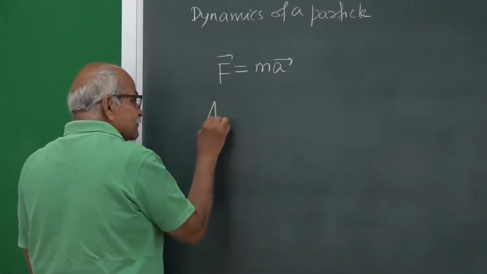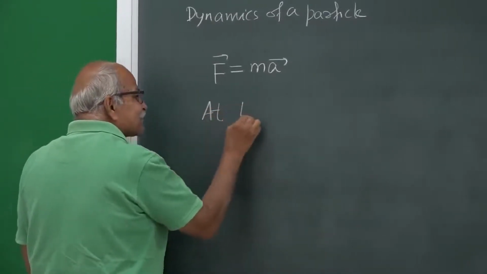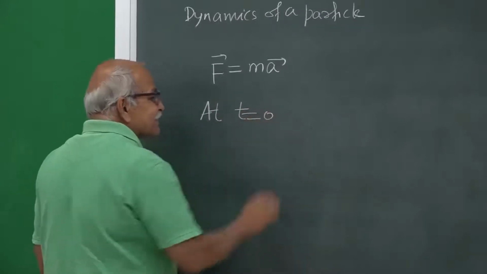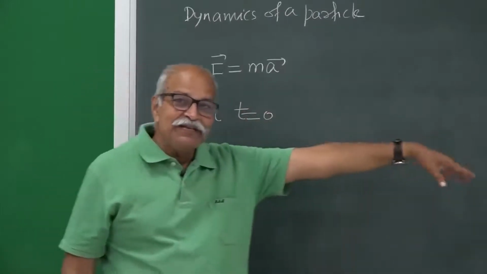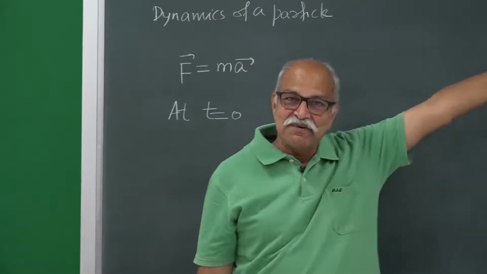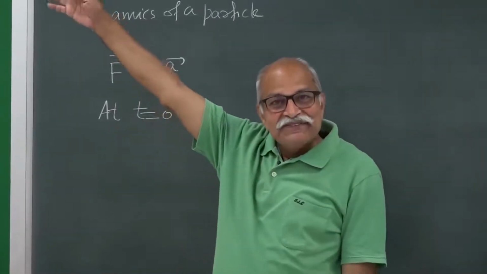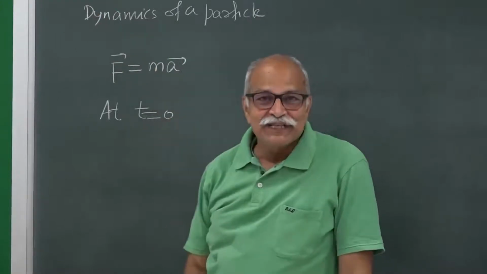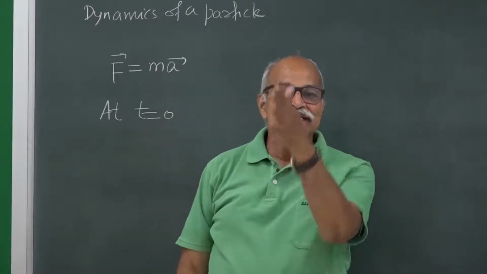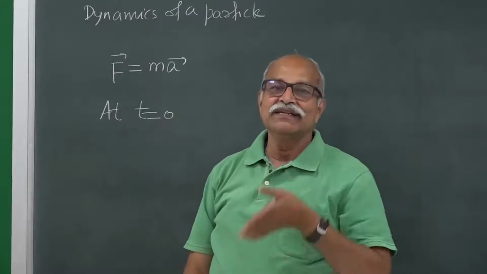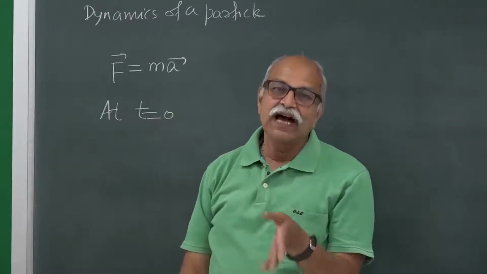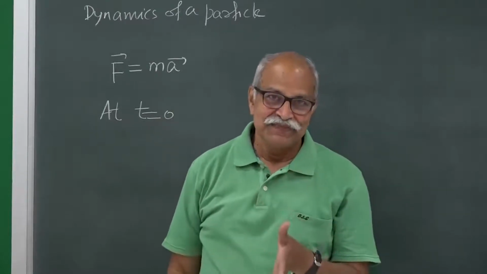t equal to 0. Remember, time has been flowing from time immortal and will keep flowing. So, if you say t equal to 0, you have chosen some instant and you are calling it t equal to 0. It is our definition of t equal to 0.